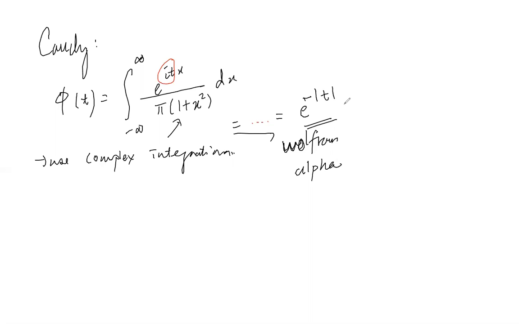All right, so that's the case for the Cauchy. So let's look at some other examples. Let's say your X is uniform.